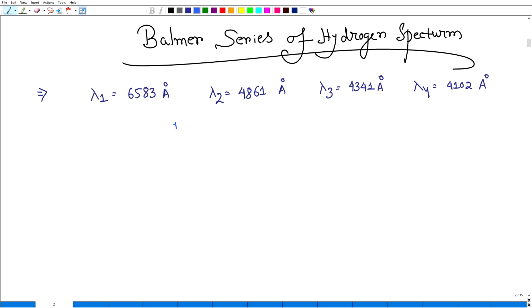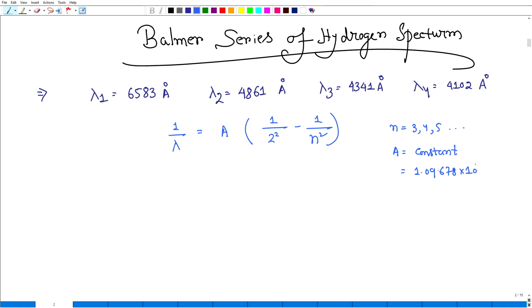So what was that mathematical justification? He analyzed that if you consider this kind of equation, 1 by lambda equals A into (1 by 2 square minus 1 by n square), and if you vary n as 3, 4, 5 and so on, that means greater than 2, and choose a particular fixed, constant value of A, which was taken by Balmer as this value in meter inverse, because lambda has the unit of meter, so 1 by lambda and hence A should have the unit of meter inverse, then you can obtain the results.